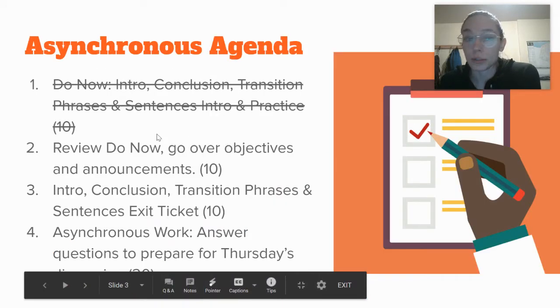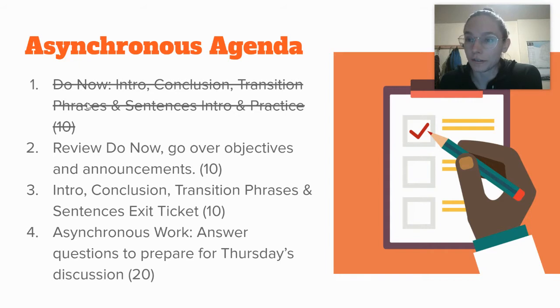All right, so that was the do now. You should have finished it. I hope you actually paused. We are about to review that do now and go over some objectives and announcements. Then we are going to do an exit ticket based on the work that we are going to go over from the do now. Don't get freaked out by the exit ticket. Just do your best on it.